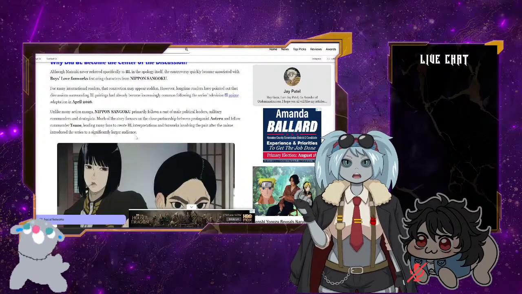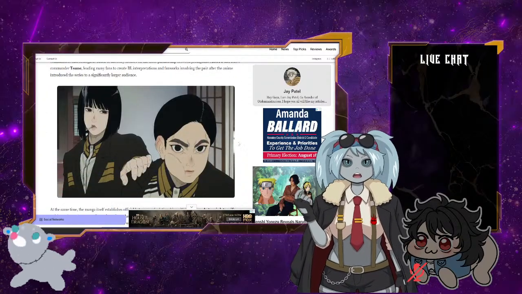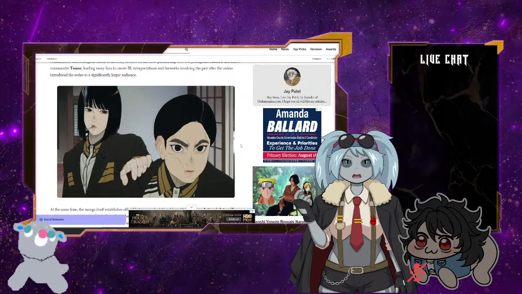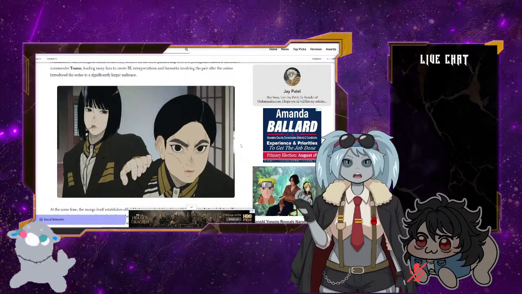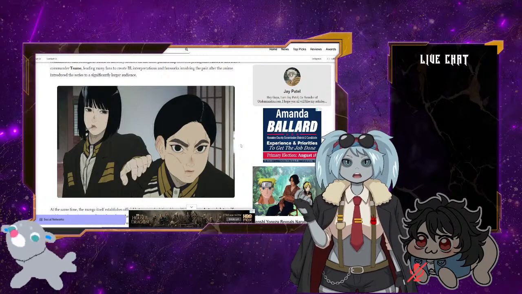And that's always going to kind of happen. A manga will either have its small community or become popular enough to warrant an anime adaptation. That's kind of how it usually goes.